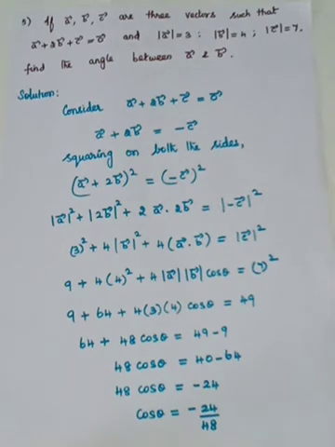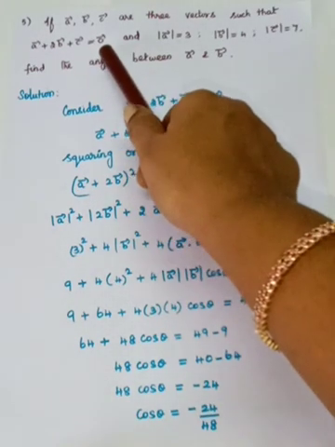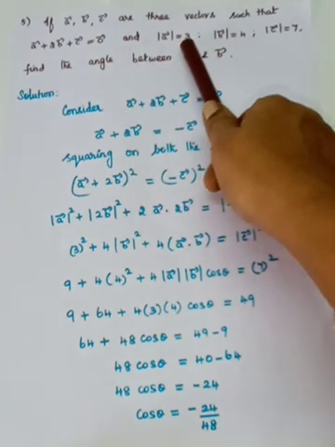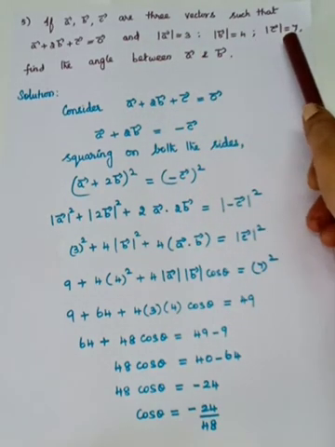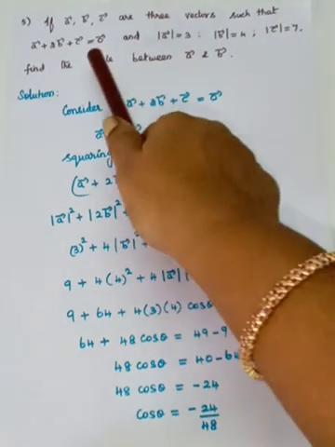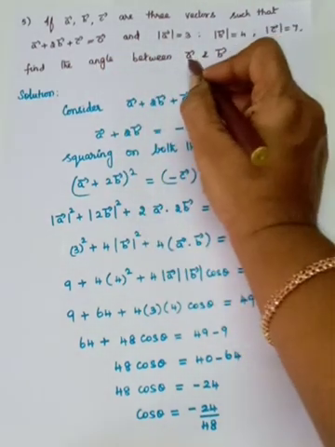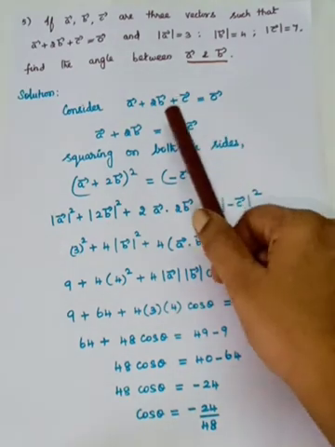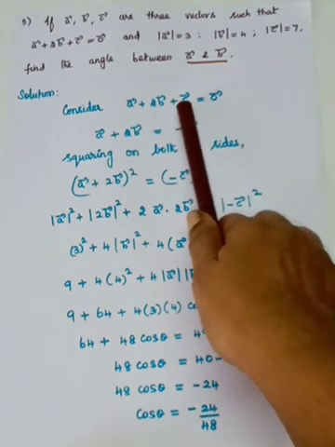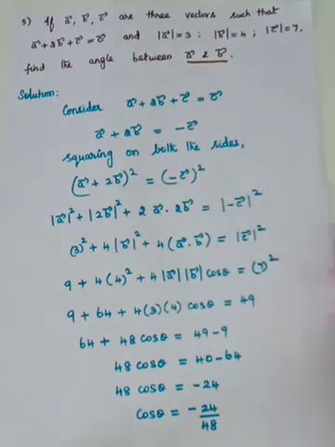Coming to problem number 5. If A vector, B vector, C vector are three vectors such that A vector plus 2B vector plus C vector is equal to 0 vector, and modulus of A vector is equal to 3, modulus of B vector is equal to 4, and modulus of C vector is equal to 7, find the angle between A vector and B vector. So this is the result given. Okay, so here what is asked? Angle between A and B.